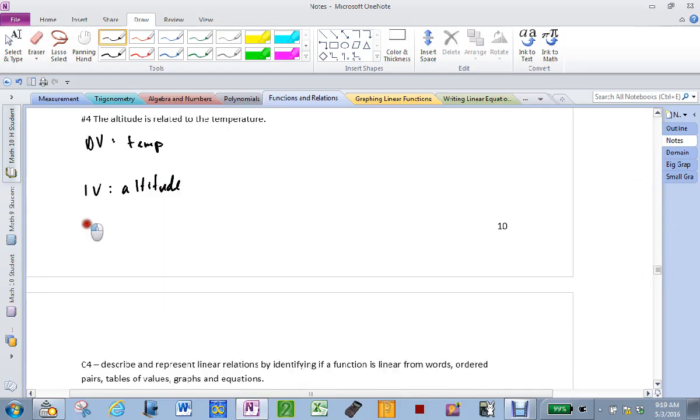Now, this is a tough one. What is it? Continuous. It's continuous, but why? Because you're always going to go down. There's always a temperature. There's always an altitude.